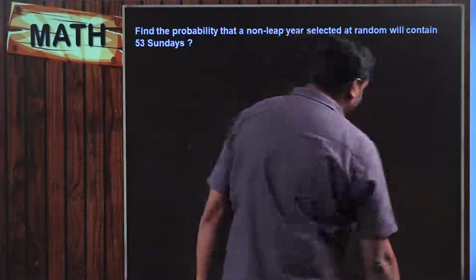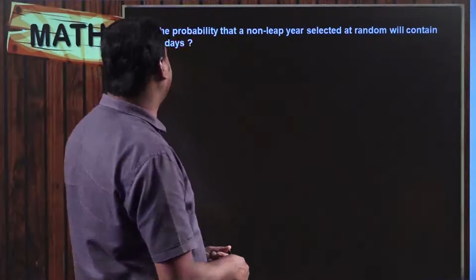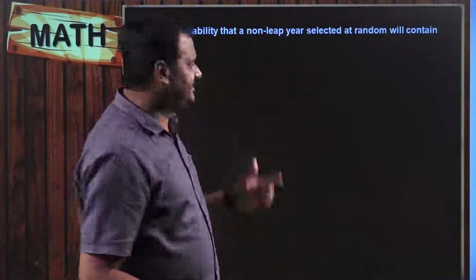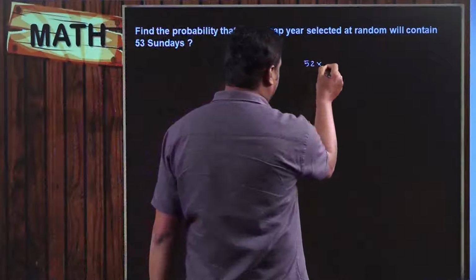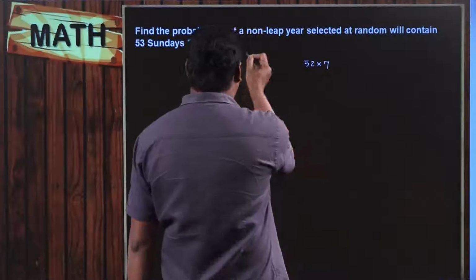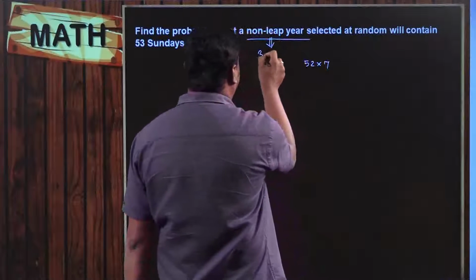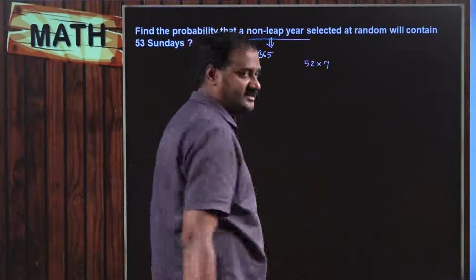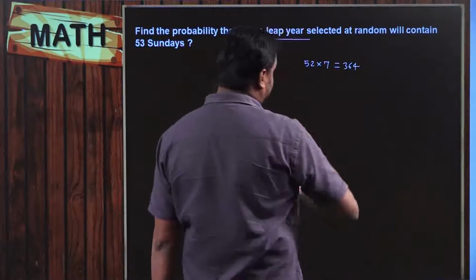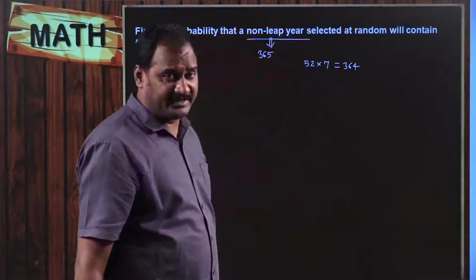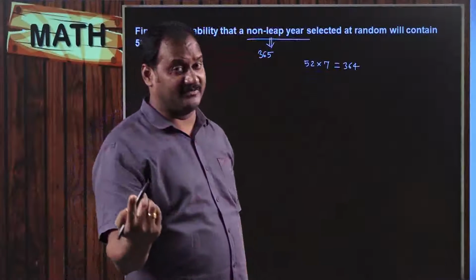And moving on to the next problem, find the probability that a non-leap year selected at random will contain 53 Sundays. Just now we discussed about this. There are totally 52 weeks, because a non-leap year contains how many days? Non-leap year contains 365 days. So it is 52 weeks, 364 days, and this is 365. Then what is the number remaining? There is only 1 day.